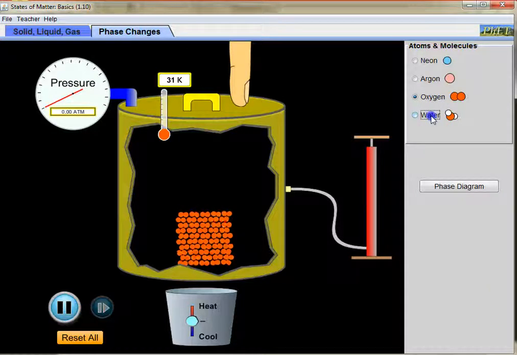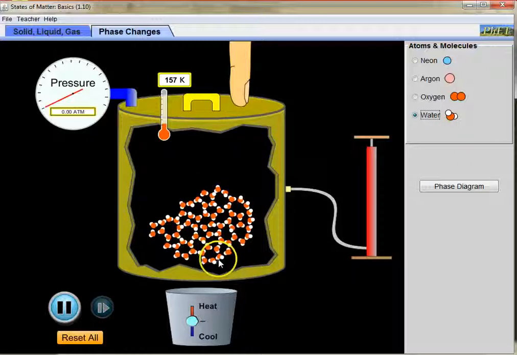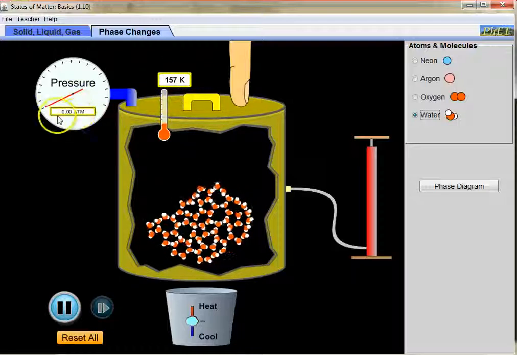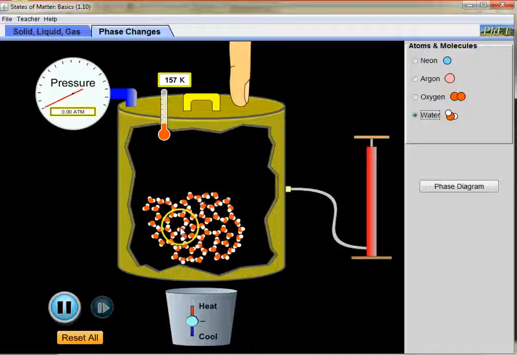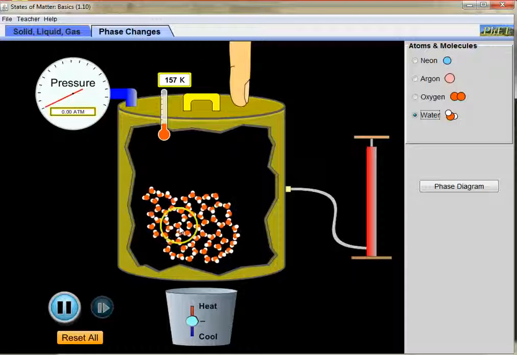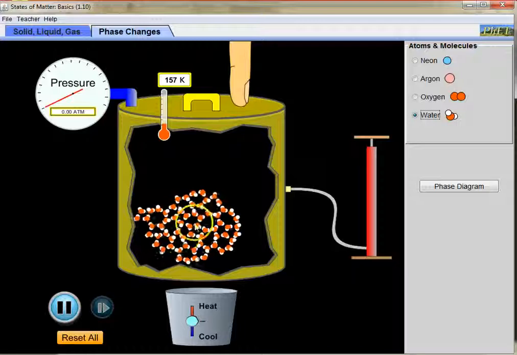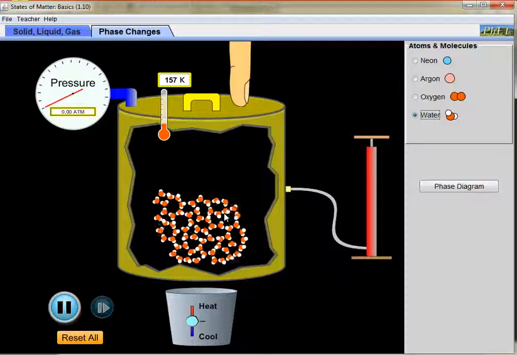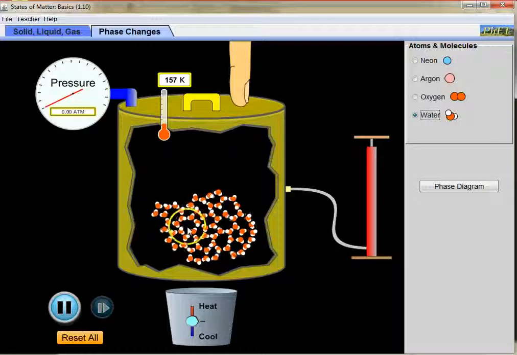Let's move to water. I think it's much more exciting. Now water is in solid state, you can see that. It's ice, and you can see the temperature is pretty low and the pressure is zero. So this is the ice structure. Do you see that each water molecule is making kind of a circle of six or seven molecules, with a large space in between the particles?